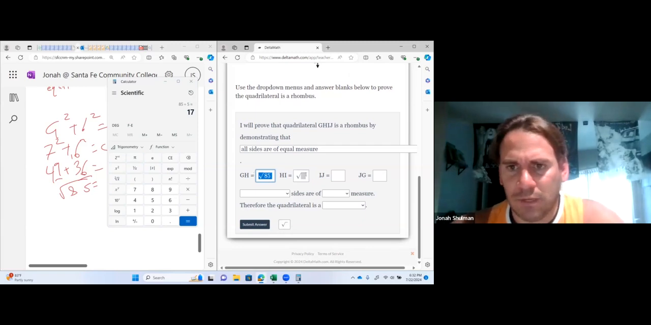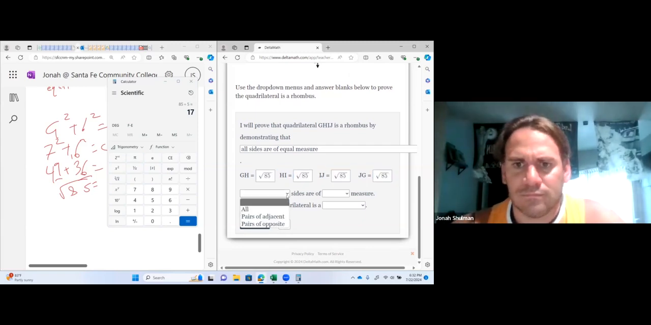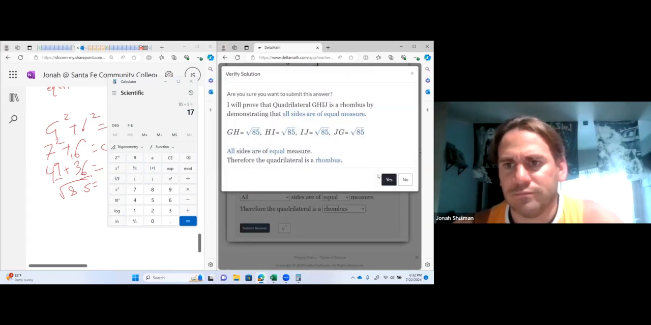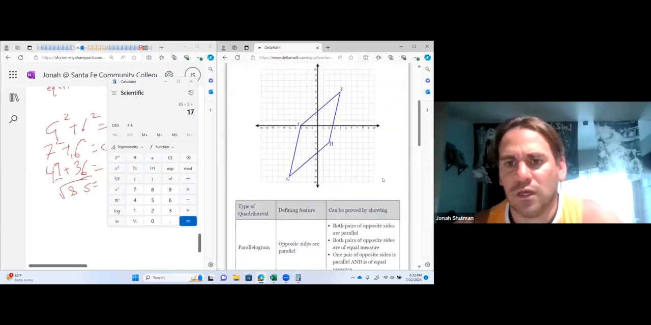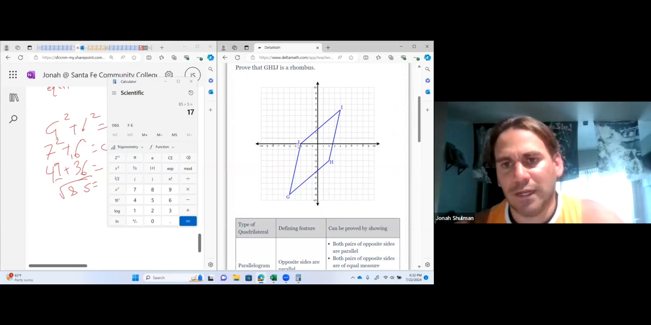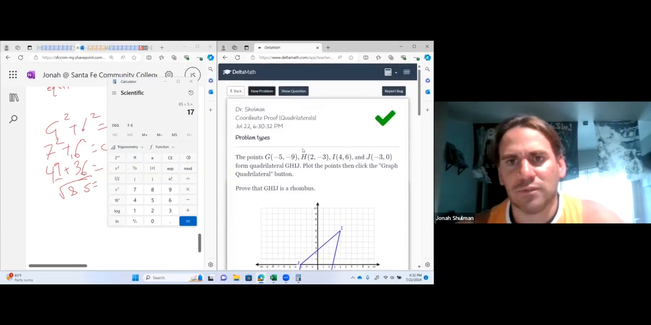I'm pretty sure they're all going to match. They look like they match. All sides are equal measures, therefore it is a rhombus. Ta-da! If these were perpendicular, they'd be right angles, but these are obviously not right angles, so that's why it's not a square.